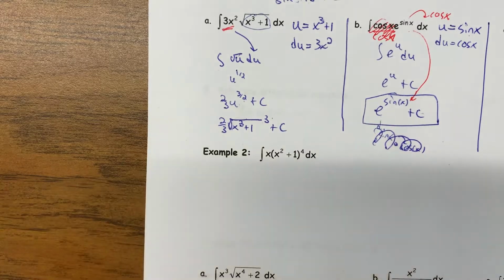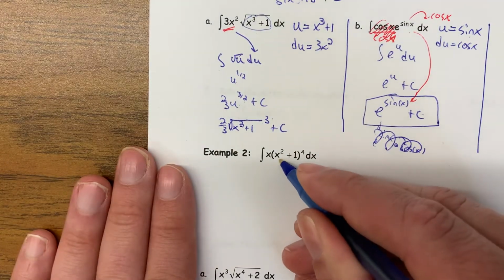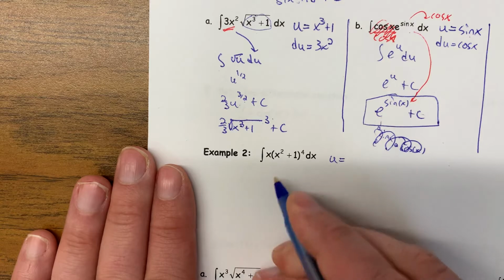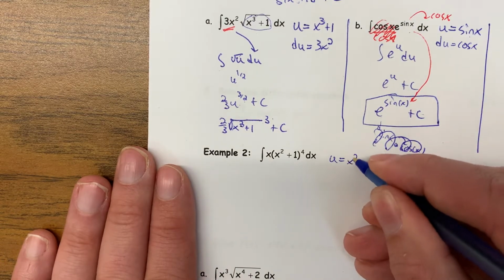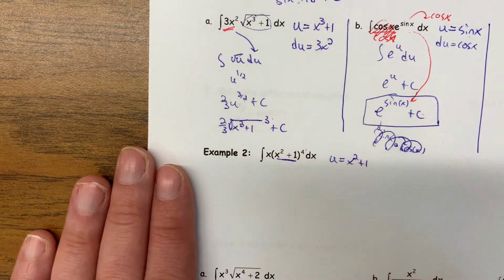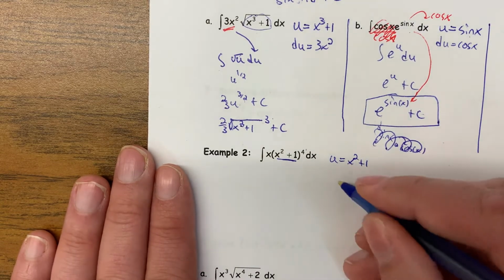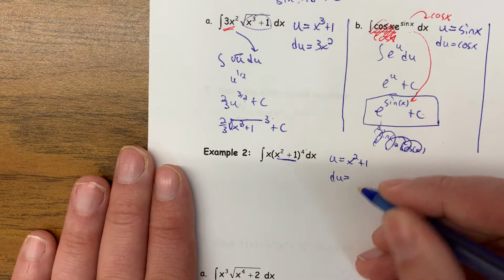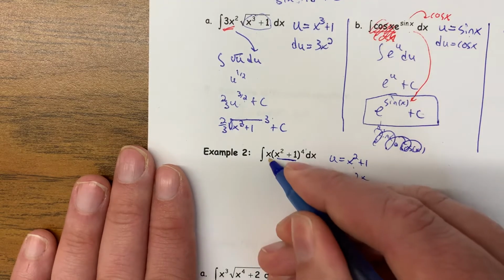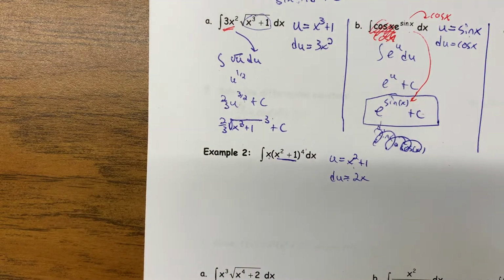Now, you don't have to have exactly the integral. Clearly, the inside function here is going to be what? X squared plus 1 is inside of the fourth power, right? So this is our inside function. What is the derivative of this? Well, the derivative is 2x. Do we have 2x? No, but we have x.